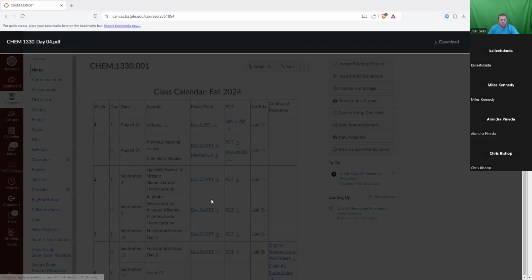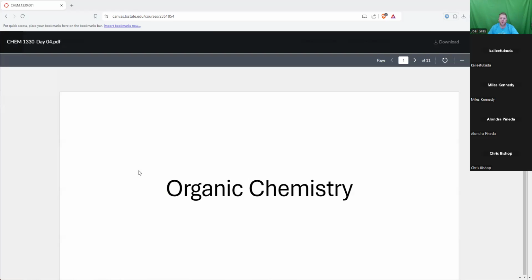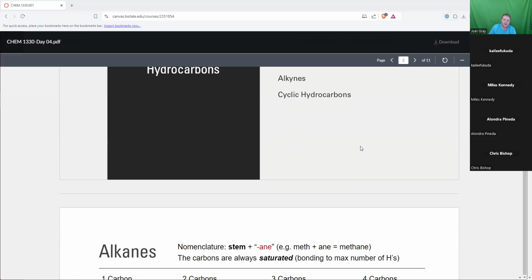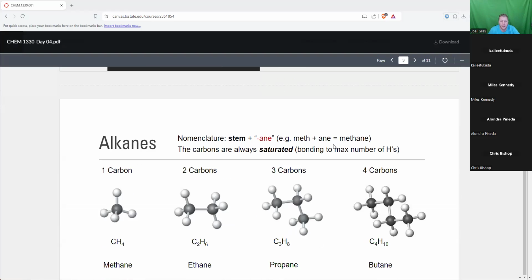Now we'll go to aliphatic compounds. This is where we were really focused on alkanes, alkenes, and alkynes. We also got into cyclic hydrocarbons, but if you remember, ANE means nothing but single bonds, ENE means at least one double bond, and YNE means at least one triple bond. So butane is a molecule that has 4 carbons and nothing but single carbon-carbon bonds.